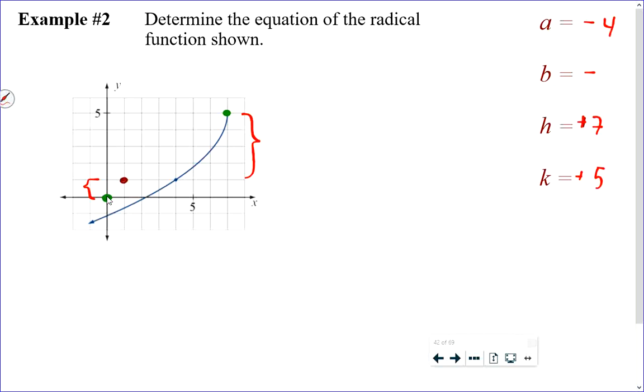The horizontal distance between the first key point and the vertex is also 1. This goes from 1 to 4. This goes from 1 to 3, which means the graph must be stretched horizontally by a factor of 3. And that means that B contains 1/3, and it's also negative because it's been reflected.